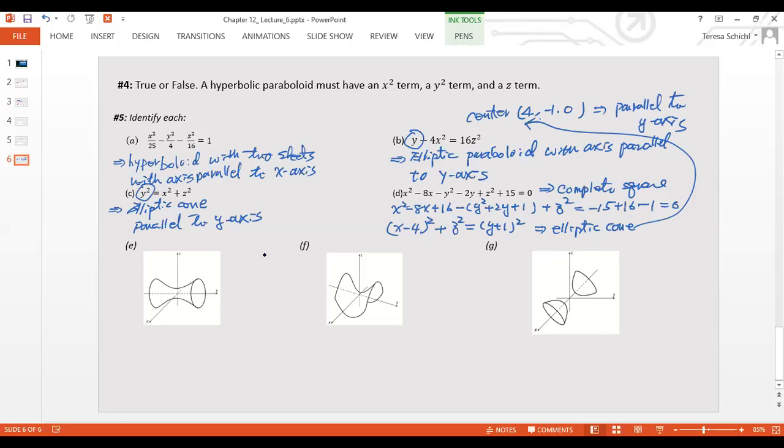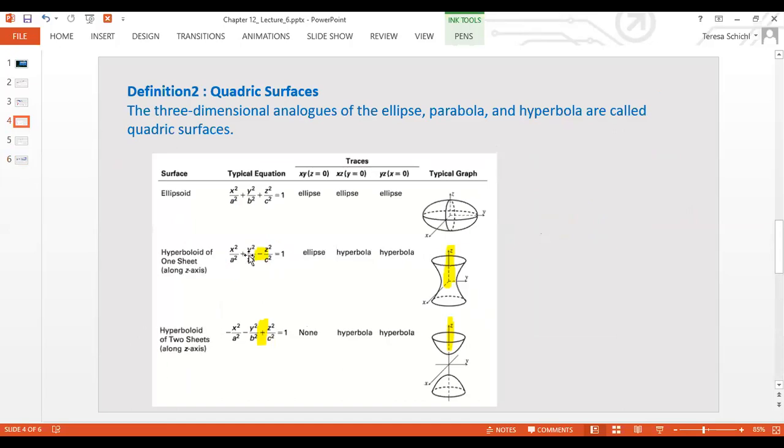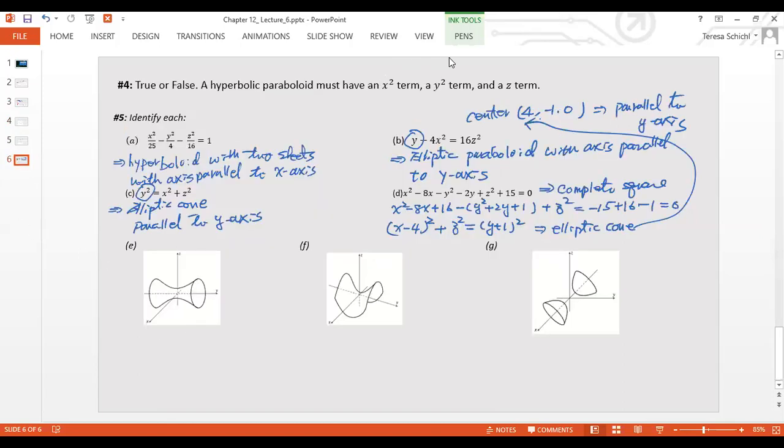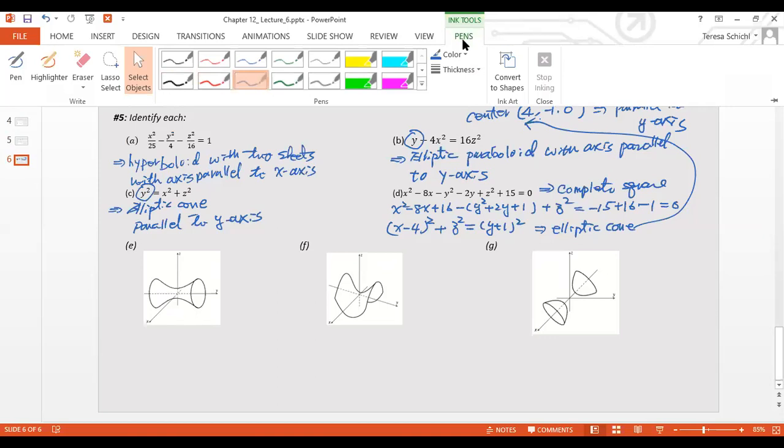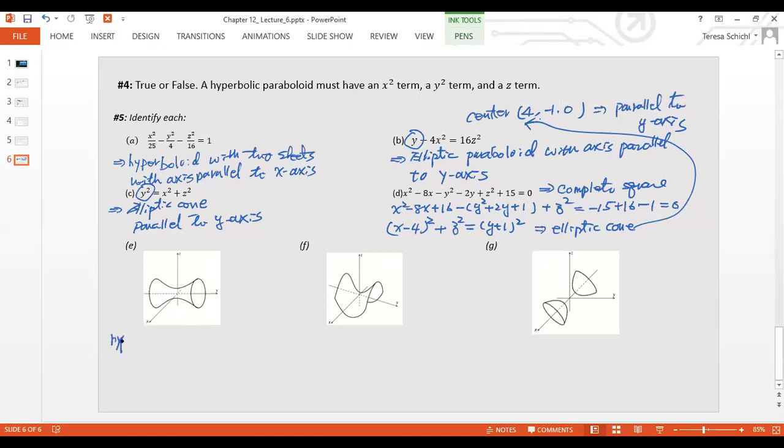Let's take a look at E. Oh, this graph is here. Let's match which one is here. So this is a hyperbolic with 1 sheet. We say this one is easier. So we say this is a hyperbolic with one sheet, right? And parallel to what? Parallel to the y-axis, right? Okay, so this one is here.